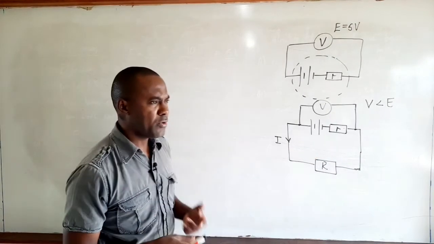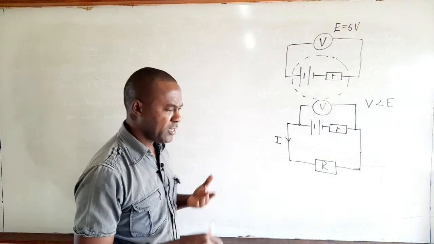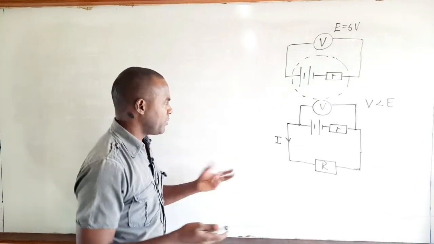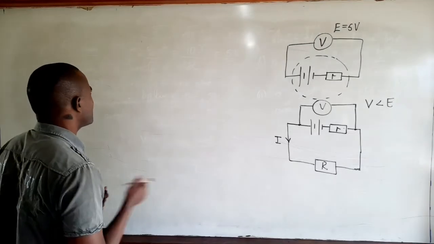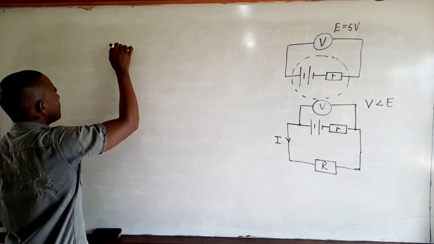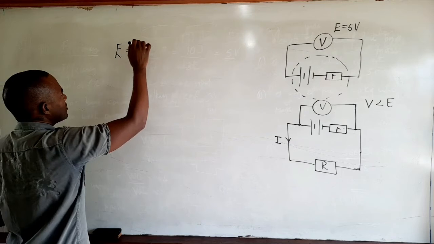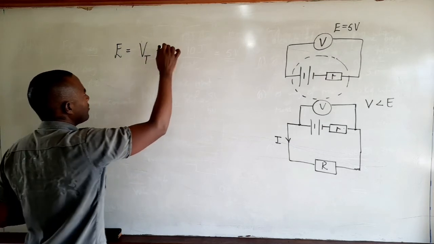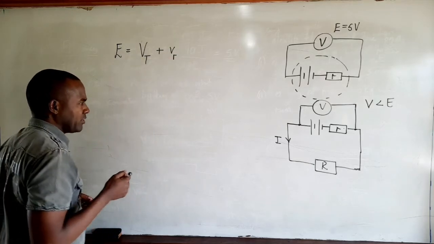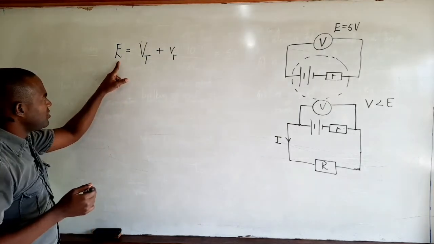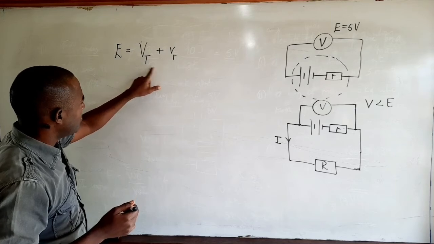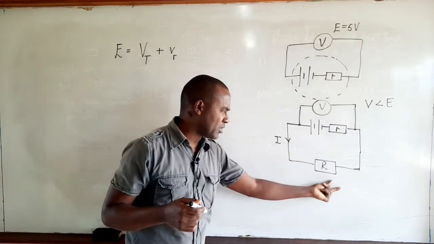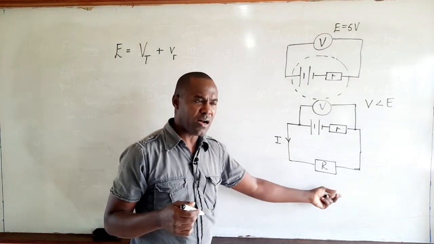And if you recall, we defined EMF and PD in terms of energy changes per coulomb of charge flowing. So applying that principle, we can say that the battery's EMF E is equal to the terminal PD across the battery, let's call it VT, plus what we call the lost volts, right? So the EMF of the battery E is equal to the terminal PD plus the lost volts. And this terminal PD, of course, will be the same as the potential difference across the resistor R, right?